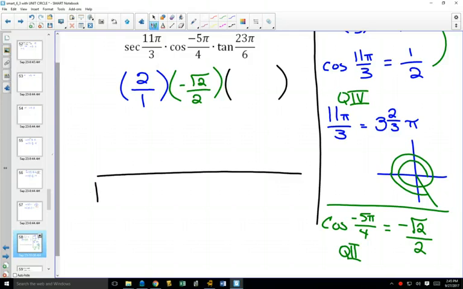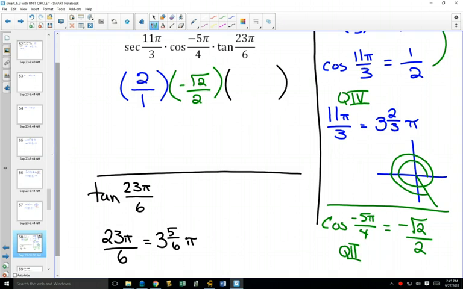And finally, tan of 23 pi over 6. How would I write 23 pi over 6 as a mixed fraction? Three and 5/6. So what quadrant does it end in? Quadrant 4. If it ends in quadrant 4, tan is negative in quadrant 4.